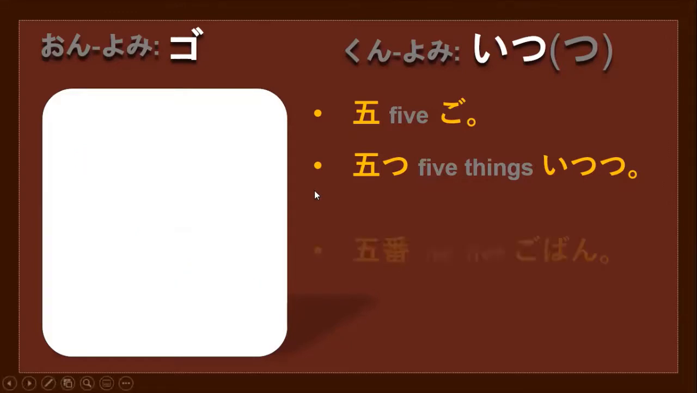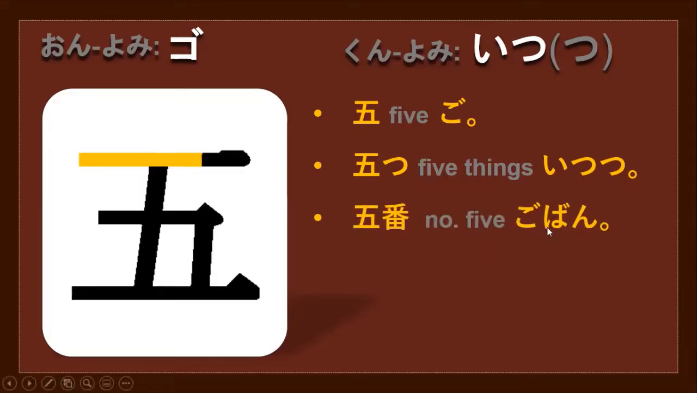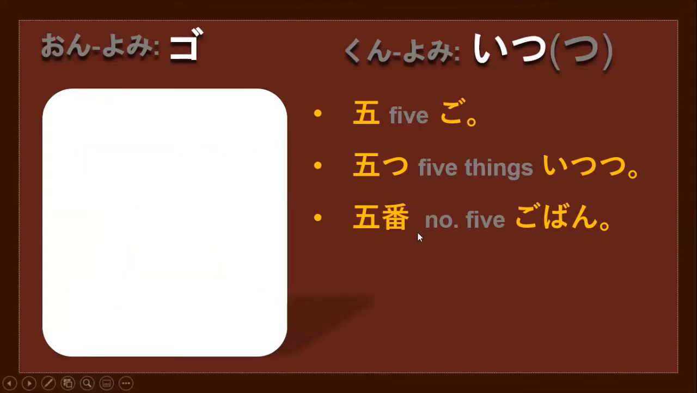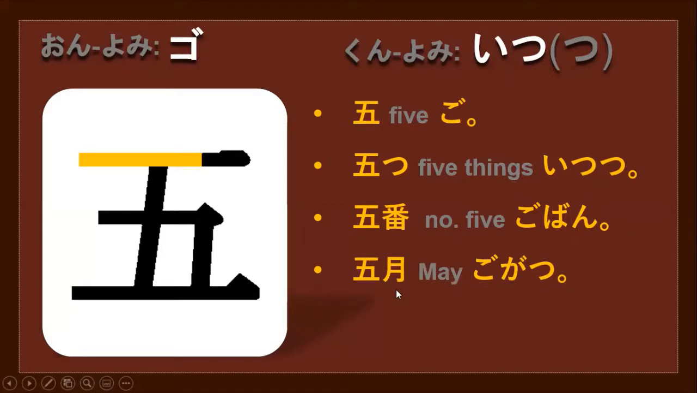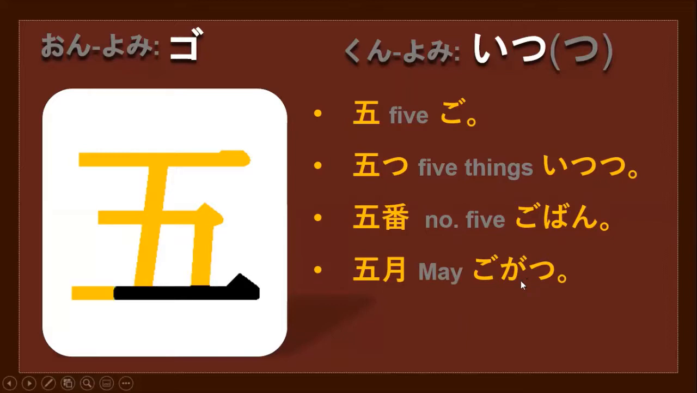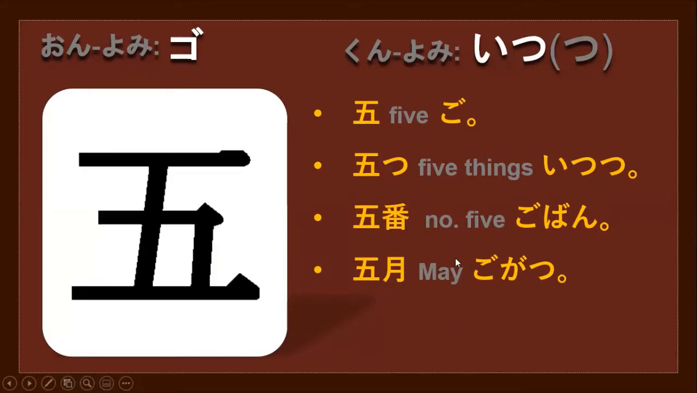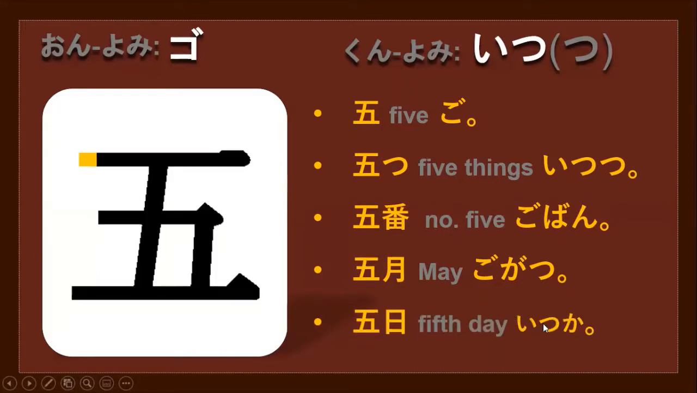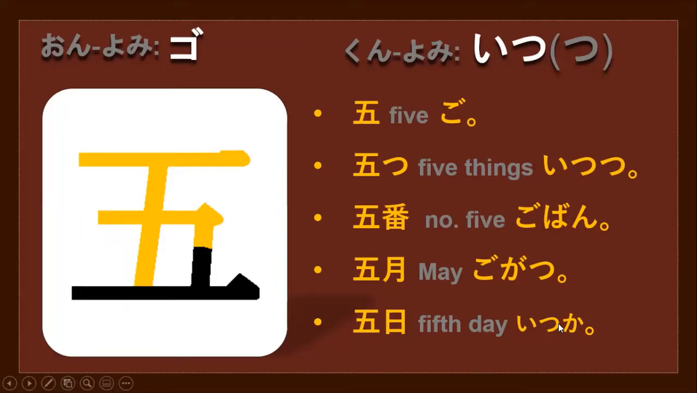Let us look at the next one. Number 5 is 五番, goban. Okay. And May is 五月, gogatsu. Very good. So this is go and this is gatsu. May is gogatsu. And the last one is the 5th day, 五日, itsuka. Very good. Itsuka.